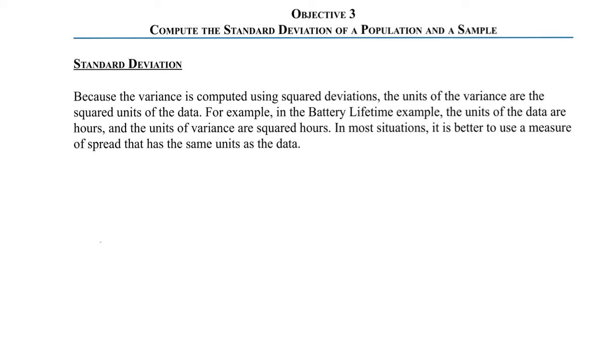That quantity is called the standard deviation. If it is a population standard deviation, we denote it by just sigma. If it is a sample standard deviation, it is just s, because this is the square root of the variance, this is the square root of the sample variance.